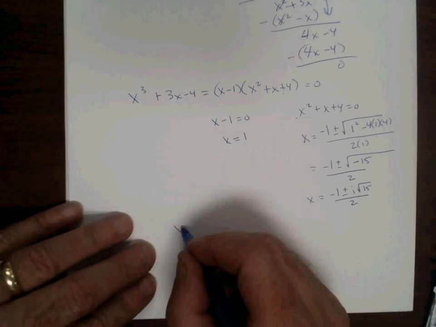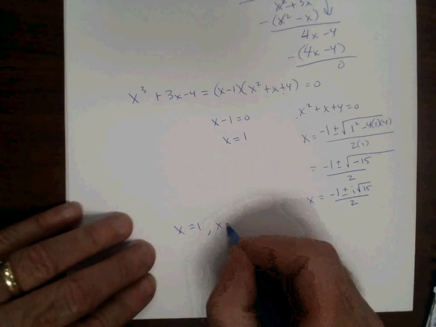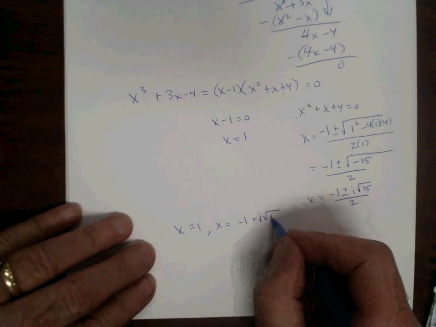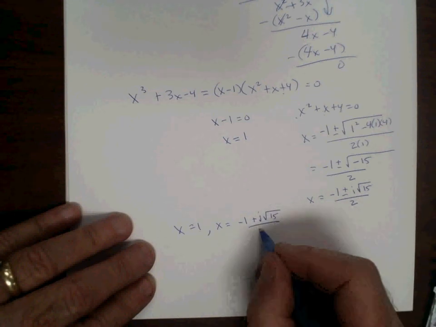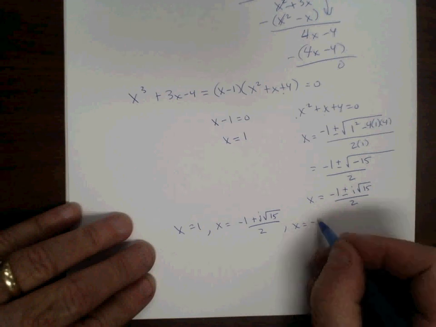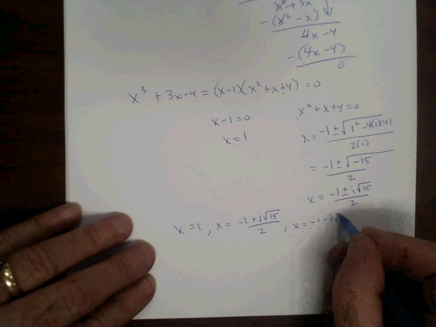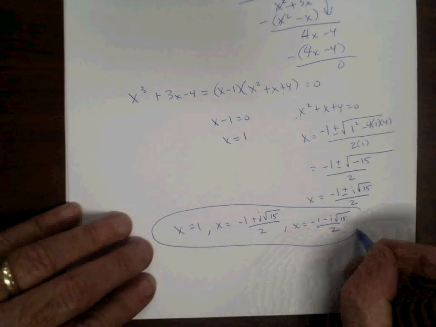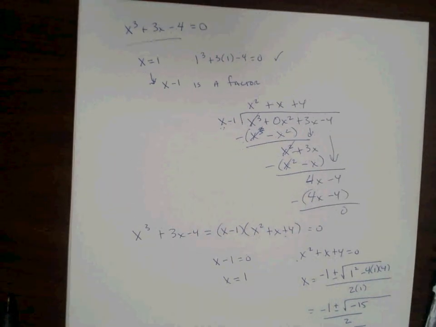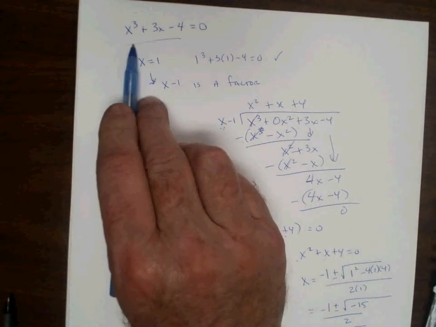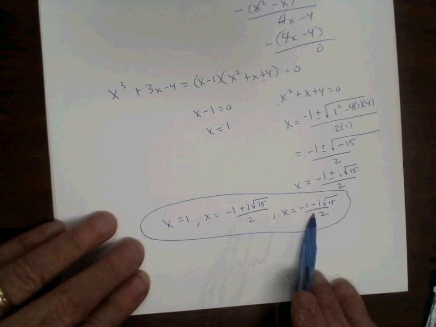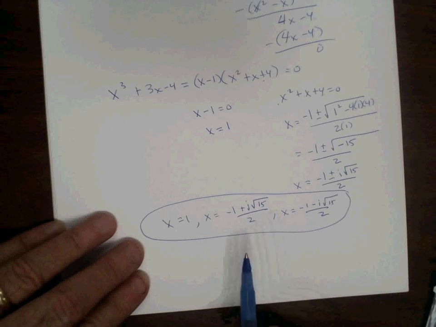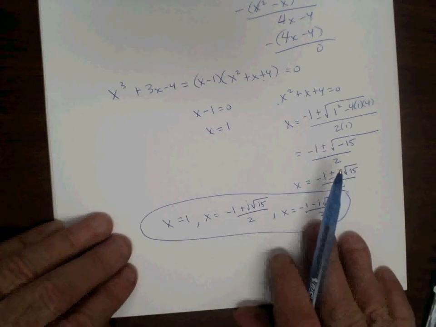And our solutions to the equation are x equals 1, x equals negative 1 plus i square root of 15 over 2, and x equals negative 1 minus i square root of 15 over 2. Remember, the fundamental theorem of algebra said that if we have a third degree polynomial equation, we expect 3 roots, not necessarily all real. These are both complex roots.